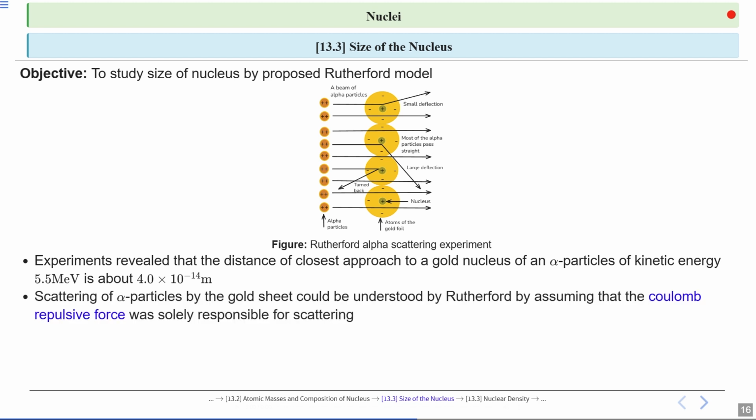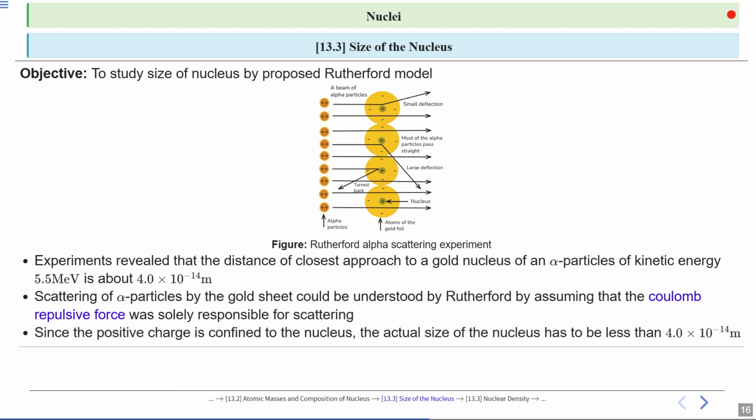Next, let's see how Rutherford explained these results. He realized that the scattering of alpha particles could be understood if we assume that the only force acting was the Coulomb repulsive force. This is the force that pushes two positive charges apart. So as the positively charged alpha particle approaches the positively charged gold nucleus, it gets repelled, causing it to scatter.